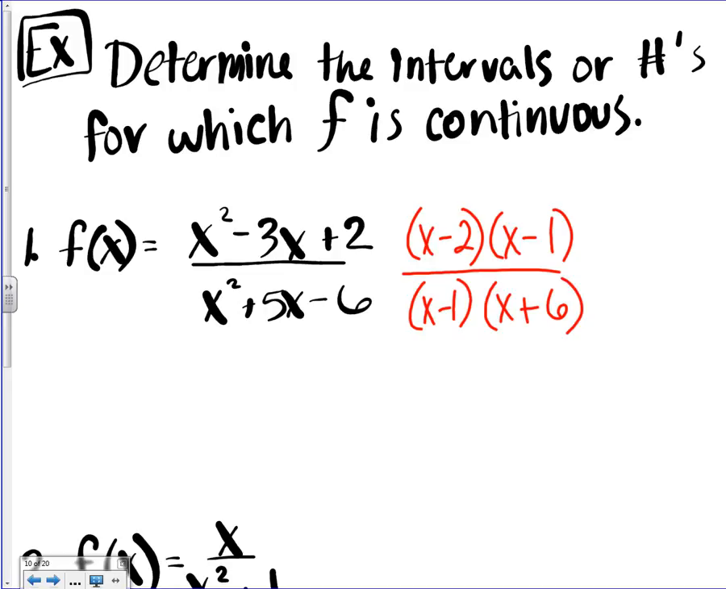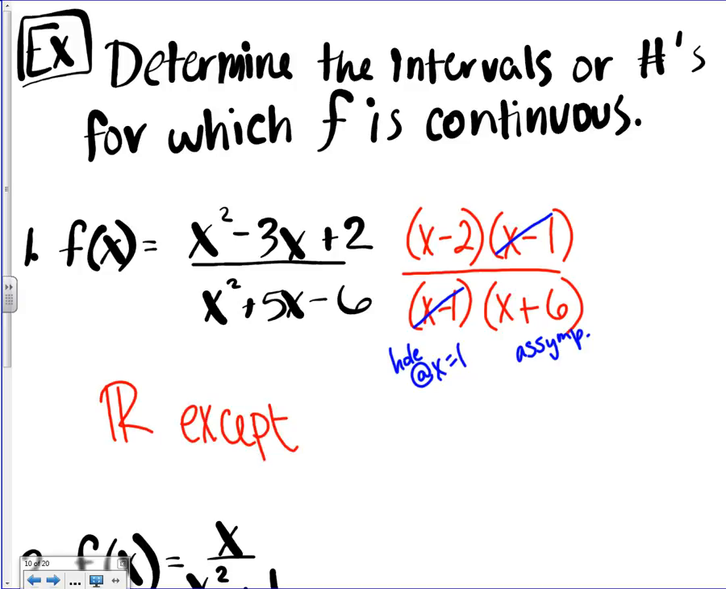All right, so there are my factors. You will see that the x minus 1s will reduce, and remember what that means. That means there will be a hole where that happens. So that's a hole at x equals 1. And then we'll have an asymptote where the domain error does not reduce out. So in this case, where is this thing continuous? Well, it's continuous everywhere except at my two domain issues, at 1 and -6.